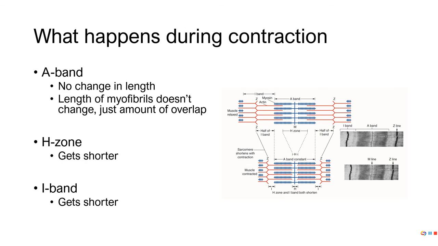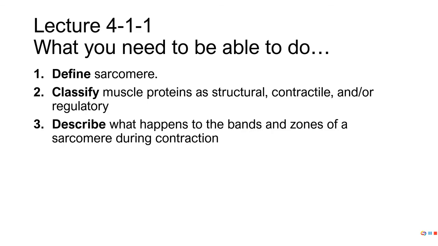So for this lecture, here are 3 things that hopefully you can do. Can you define a sarcomere? In other words, how do we determine what is a sarcomere? Can you classify those proteins in a muscle as either structural, contractile, and or regulatory? And then finally, can you describe what happens to the bands and zones of a sarcomere during muscle contraction?